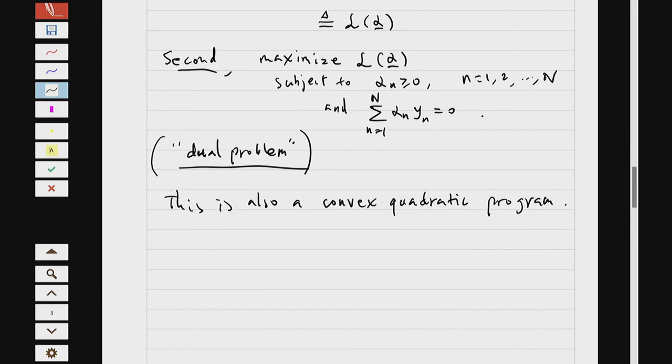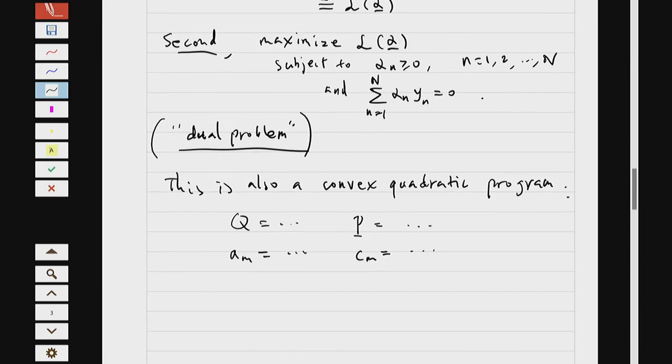And again, to prove this, you just have to match Q equal to blah blah blah, P equal to blah blah blah, A and M equal to blah blah blah, those things that we did for the primal problem to show that it is quadratic programming. We're not going to do it. You can try to do this at home yourself if you want. If you want to cheat, you can always read the textbook. The textbook has the exact answer for what these items should be. You just convince yourself that it is a quadratic programming problem and it can be solved.